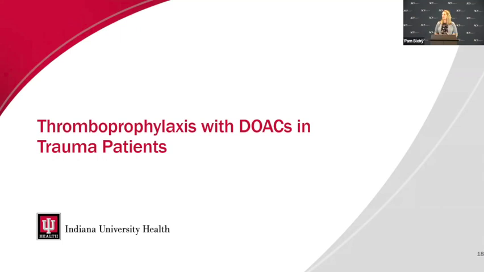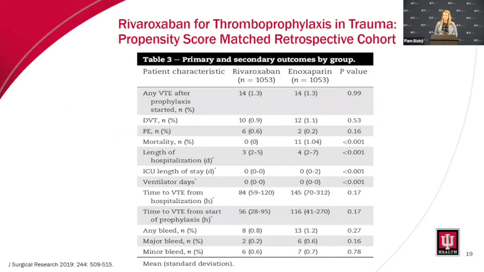Okay, so then what data exists within our trauma patient population? This is a study that was published in 2019 that was done by some of my colleagues at IU Health in Indianapolis. And this was a retrospective propensity score matched cohort study that included about 2,000 patients. And when comparing Rivaroxaban prophylaxis, again, the typical dose being 10 milligrams daily, to Enoxaparin, and our standard dose at this time was 30 milligrams twice a day, so the more intensive Enoxaparin dose. When evaluating any VTE after prophylaxis was started, the incidence was the same in both groups at 1.3%, no difference. When looking at any bleeding, again, the rates were relatively low at 0.8% versus 1.2%, and not statistically different.